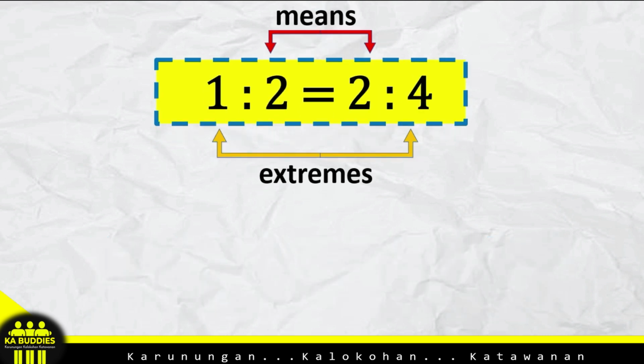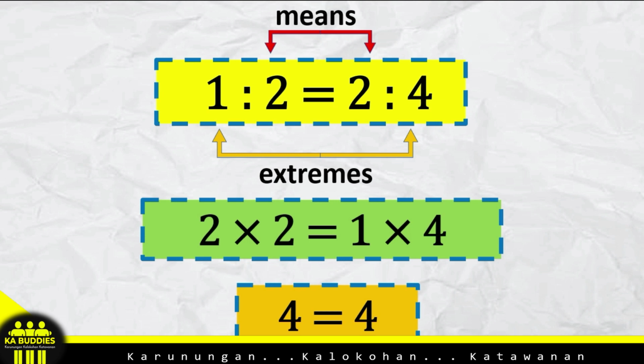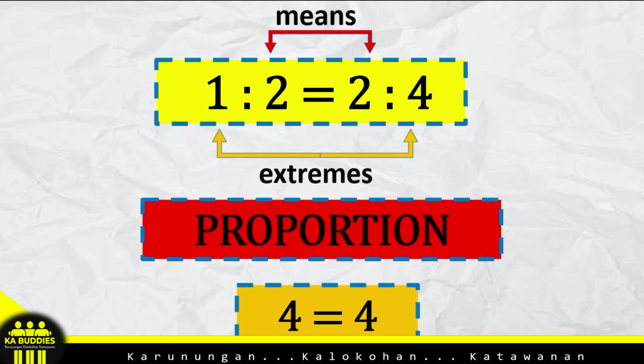So let us have our example. 1 is to 2 and 2 is to 4. First, we are going to multiply the means. So 2 times 2. And next, we are going to multiply the extremes. 1 times 4. So the answer will be 4 equals 4. Therefore, 1 is to 2 and 2 is to 4 is a proportion.